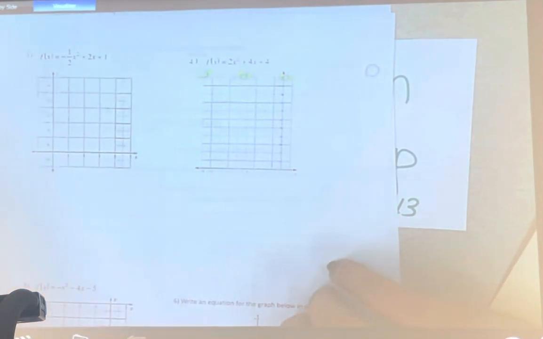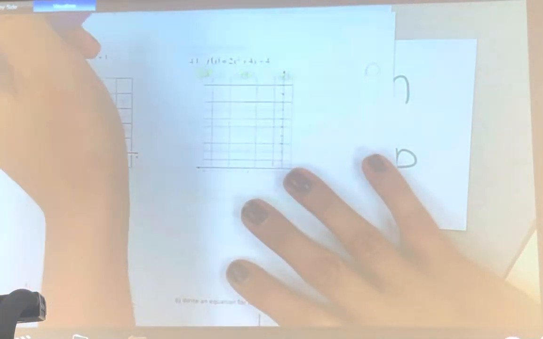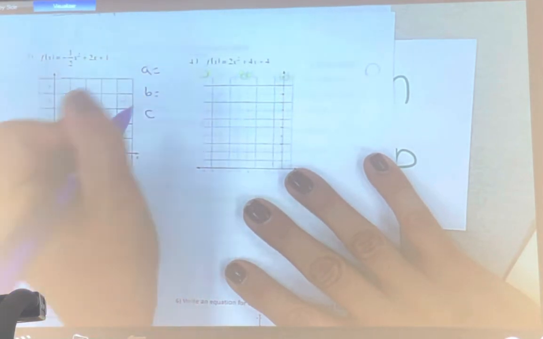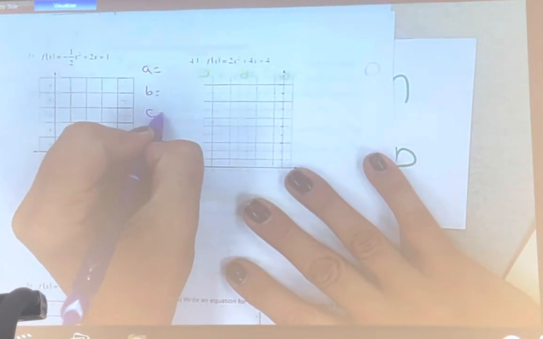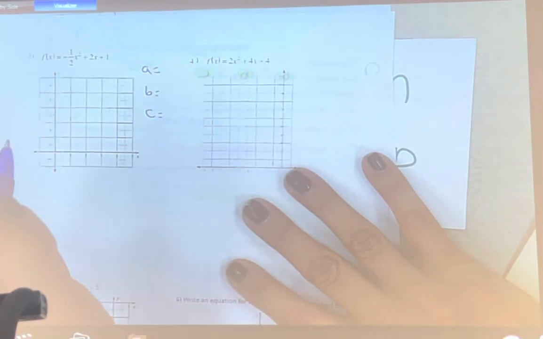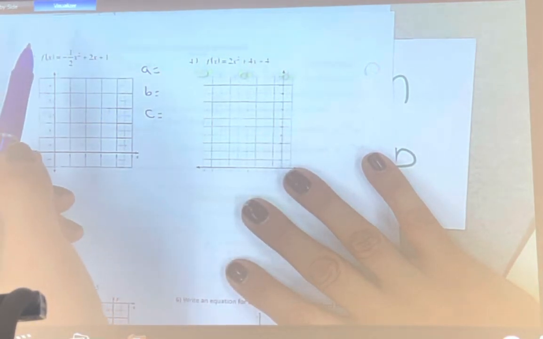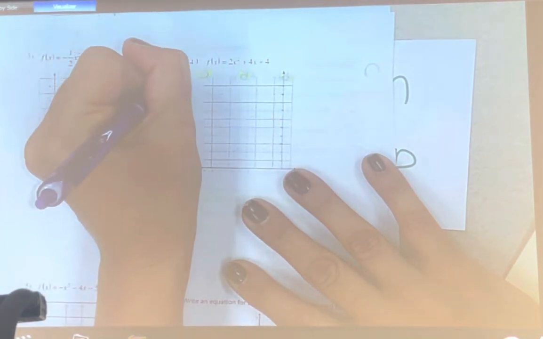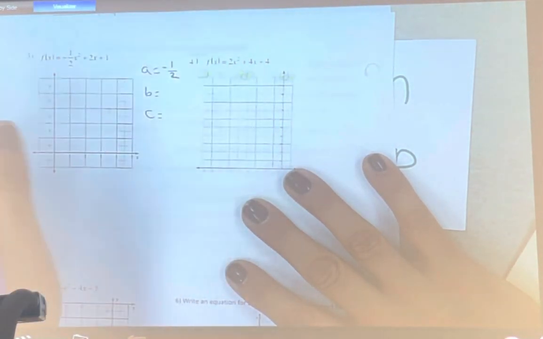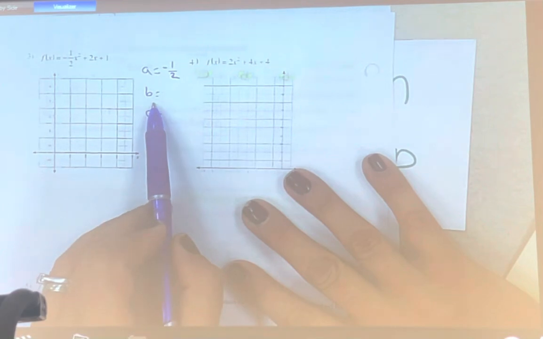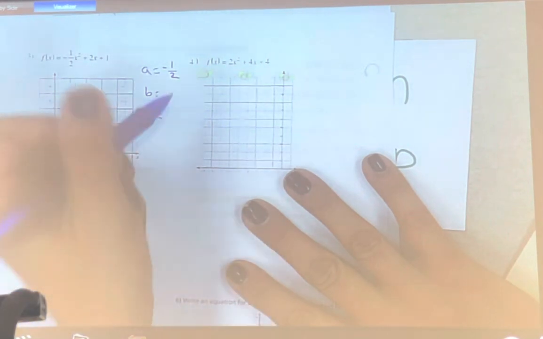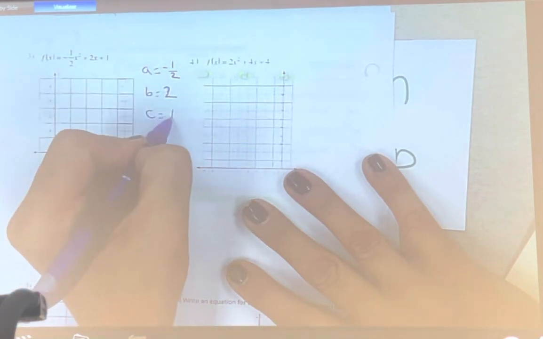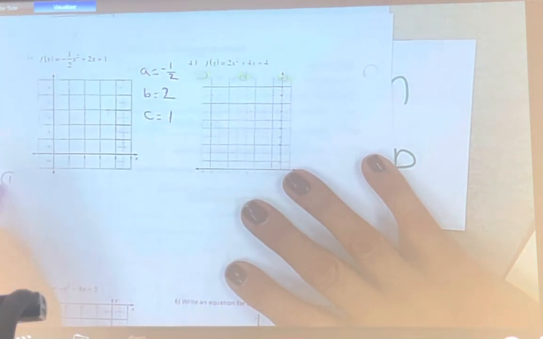What's the first thing we do? A, B, and C. Can you have a fraction? Yeah. A equals negative 1/2. I know, it's not so great. B is 2. And then C is 1.